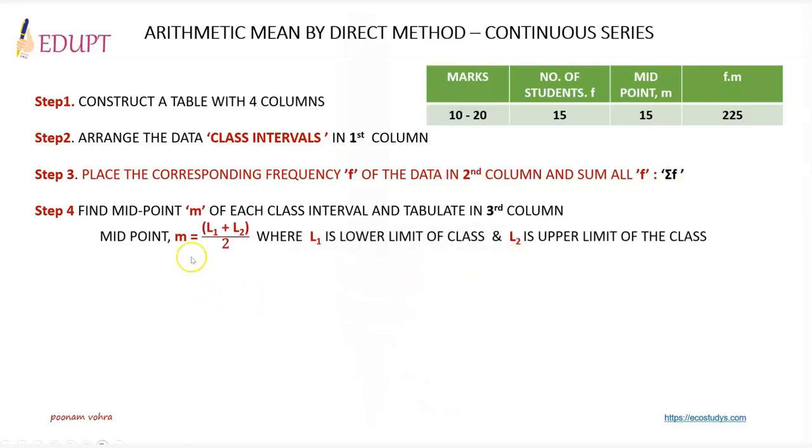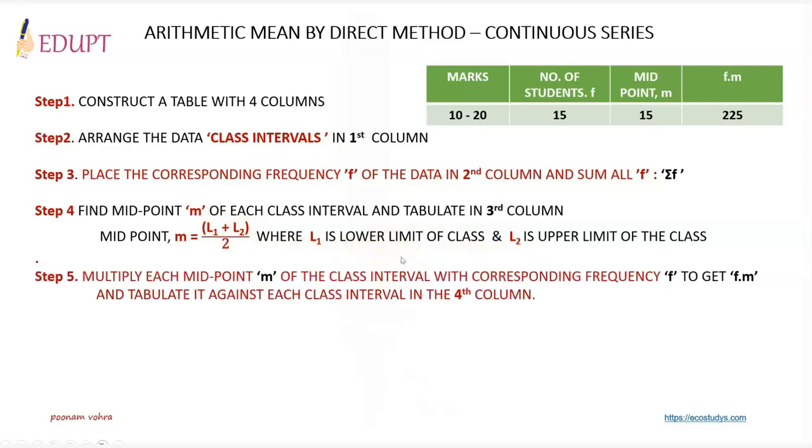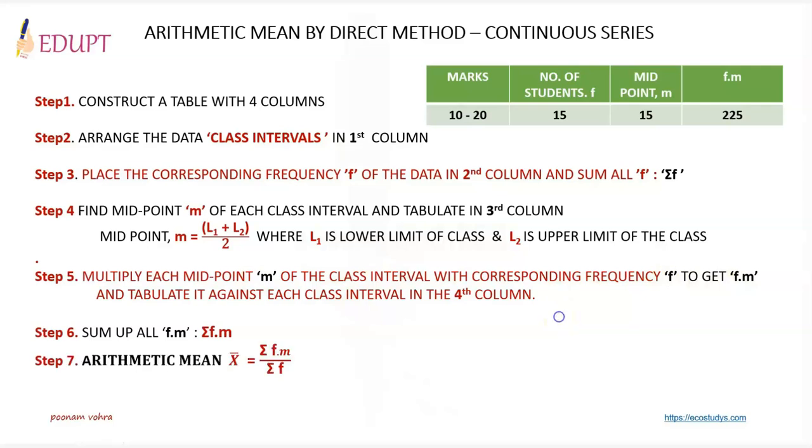Midpoint can be found by applying the formula (L1 plus L2) by 2, where L1 is the lower limit of the class and L2 is the upper limit of the class. Then multiply the midpoint of the class interval with the corresponding frequency to get fm and sum it up to have the summation of frequency and midpoint. Then apply the formula x bar is equal to sigma fm by sigma f.